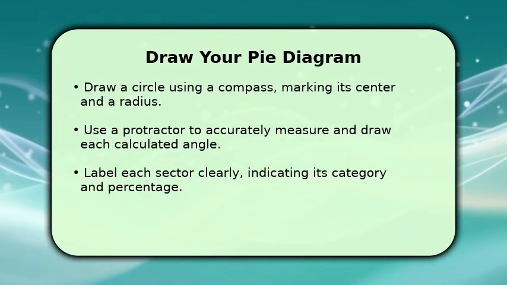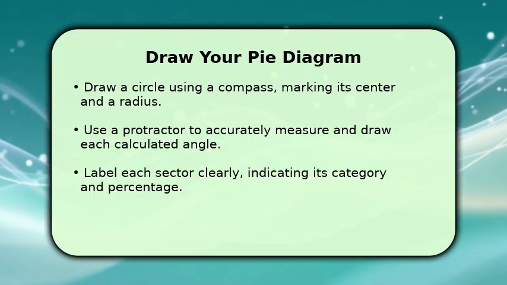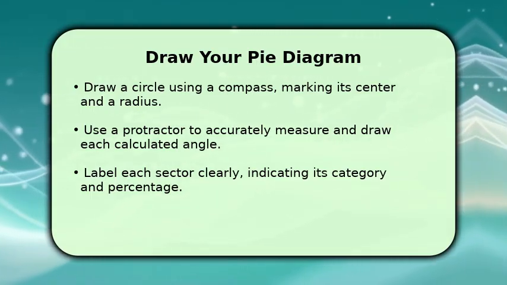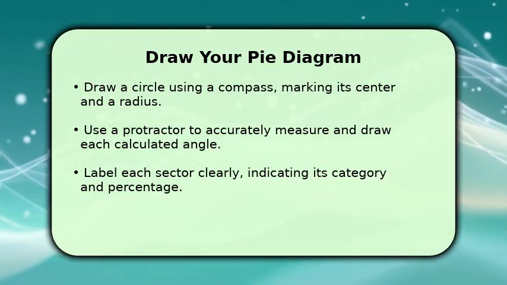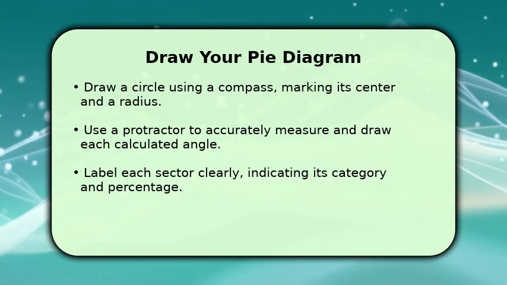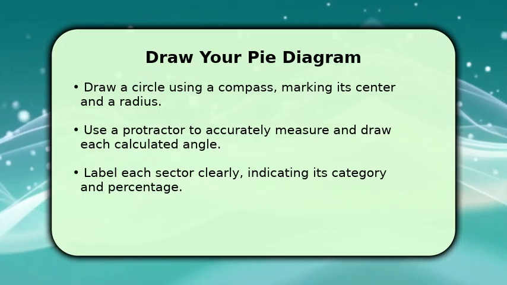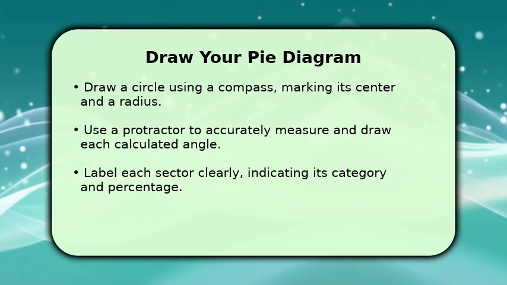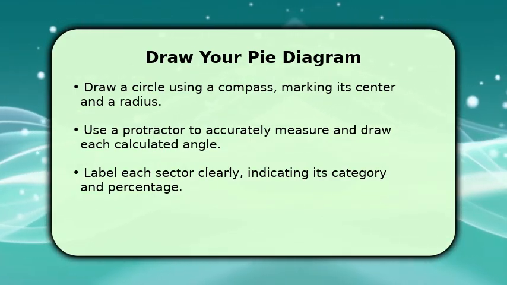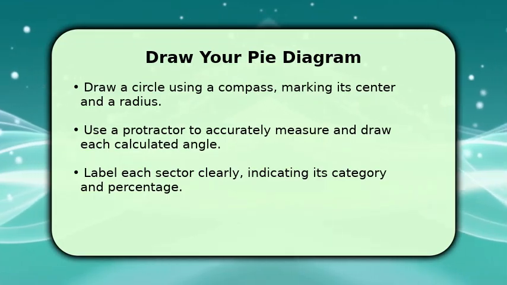With your angles calculated, it's time to draw. Start by using a compass to create a perfect circle, then mark its center and draw a straight line from the center to the edge, acting as your starting radius. Next, use a protractor to measure and draw each angle, starting from that radius. Draw a new line for each angle. Finally, label each slice with its category and corresponding percentage for easy understanding.